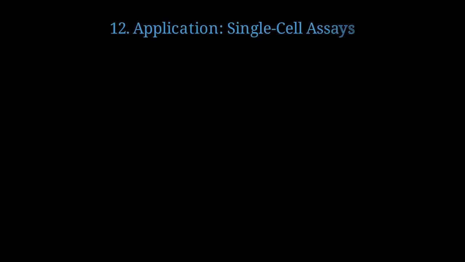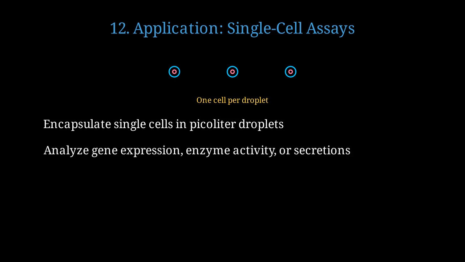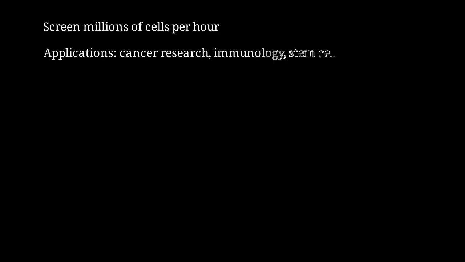Droplet microfluidics enables powerful single-cell analysis applications. Single-cell assays encapsulate individual cells in droplets, isolating each cell in its own microreactor. By encapsulating single cells in picoliter droplets, we can analyze thousands of cells individually. These droplets enable measurement of gene expression, enzyme activity, or cellular secretions at single-cell resolution. Droplet systems can screen millions of individual cells per hour, far faster than conventional methods. This technology revolutionizes cancer research, immunology, and stem cell biology by revealing cell-to-cell variation.